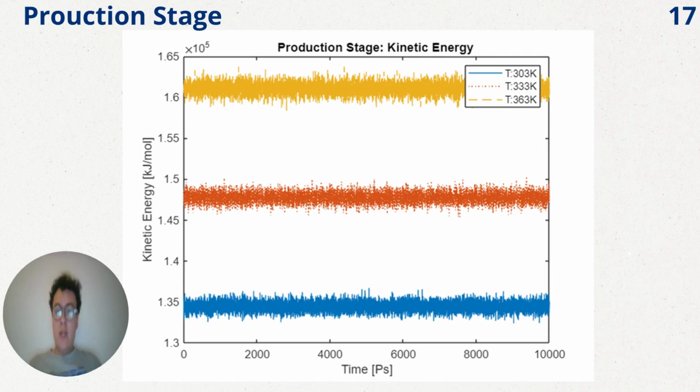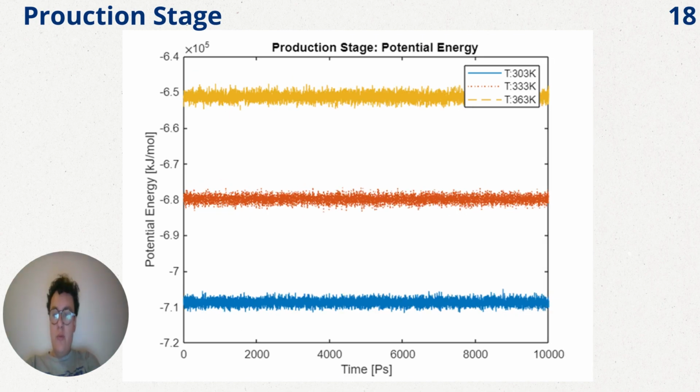For the production stage, the kinetic energy has way more oscillations, which makes it look like there's just a big strand for every single temperature. But the same as in the other stages, the higher the temperature, the higher the kinetic energy.